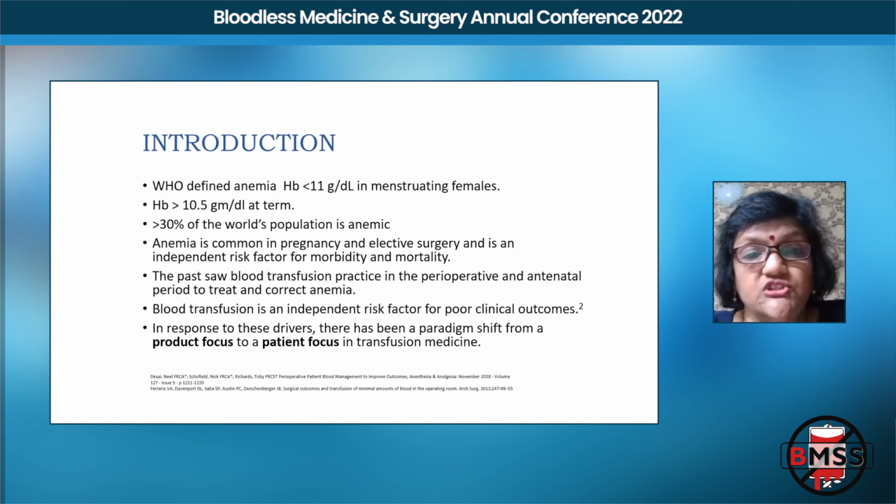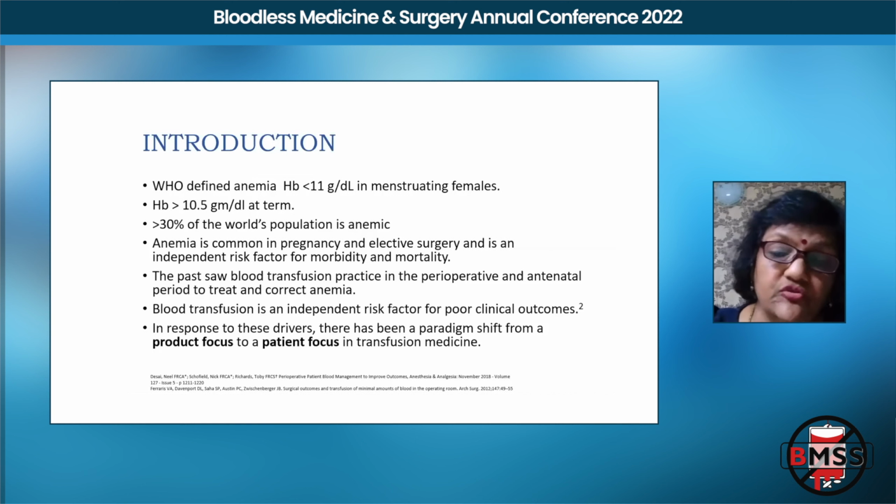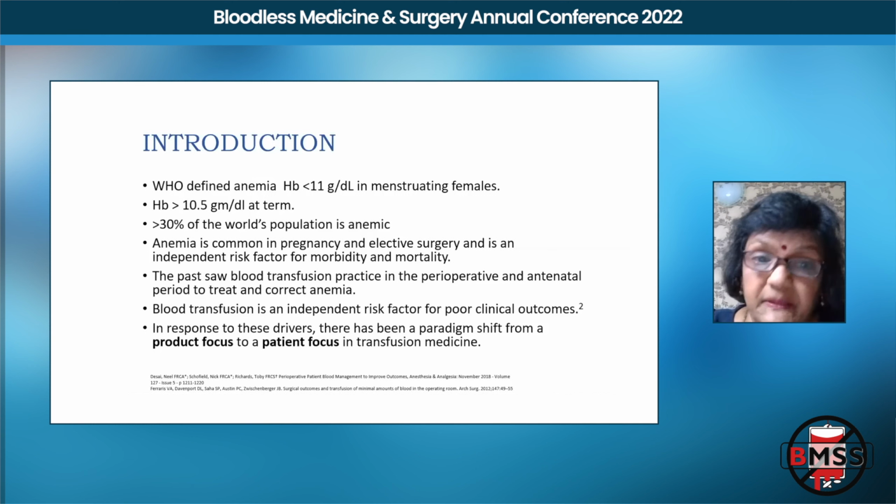In the past, we saw topping up of hemoglobin using blood, but today we have changed our management using patient blood management, in which we resort to iron if there is iron deficiency anemia, in correction of anemia. Blood transfusion itself is an independent risk factor for poor clinical outcomes. And because of these drivers, there has been a paradigm shift from product focus to patient focus in transfusion medicine.